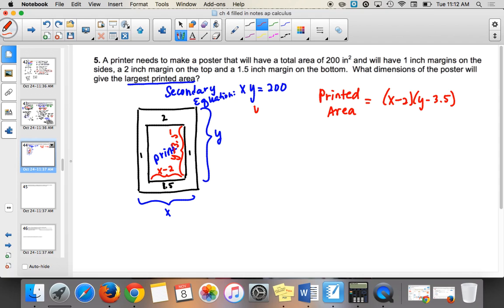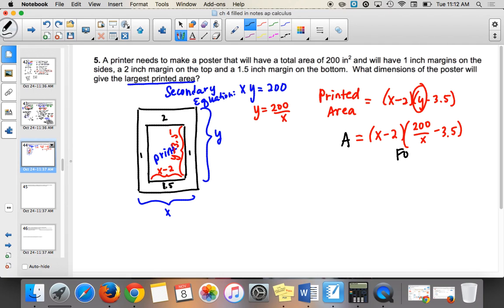So I'm going to replace Y with what it's equal to. It's equal to 200 over X. So I'm going to replace there. I'm going to have X minus 2 times 200 over X minus 3.5. And you can write that as 7 over 2 if you want to. Doesn't matter. So that's going to be A for area.